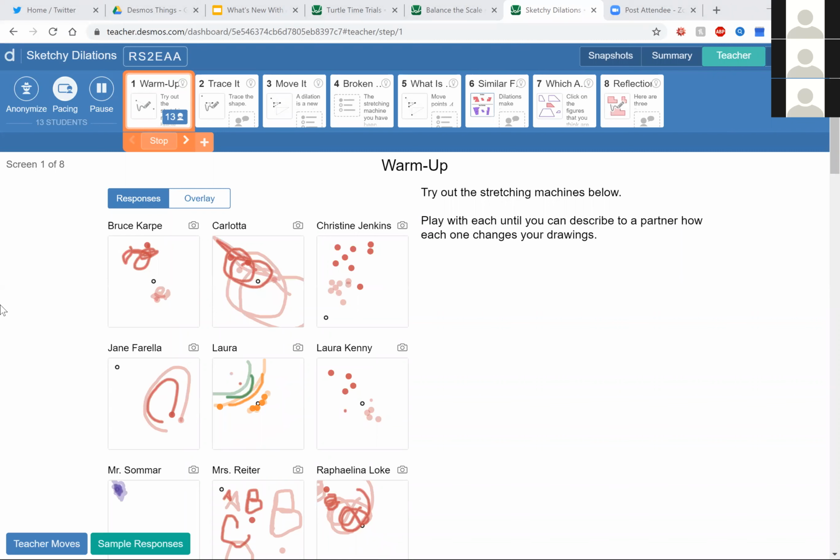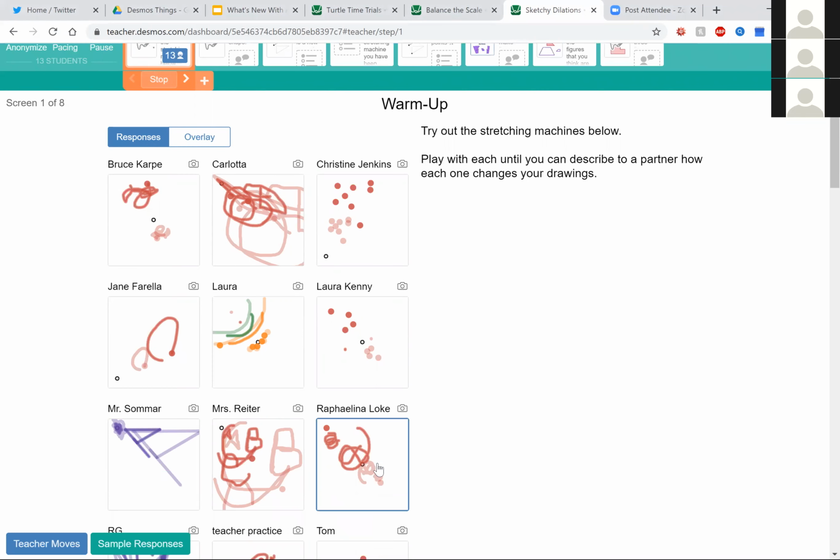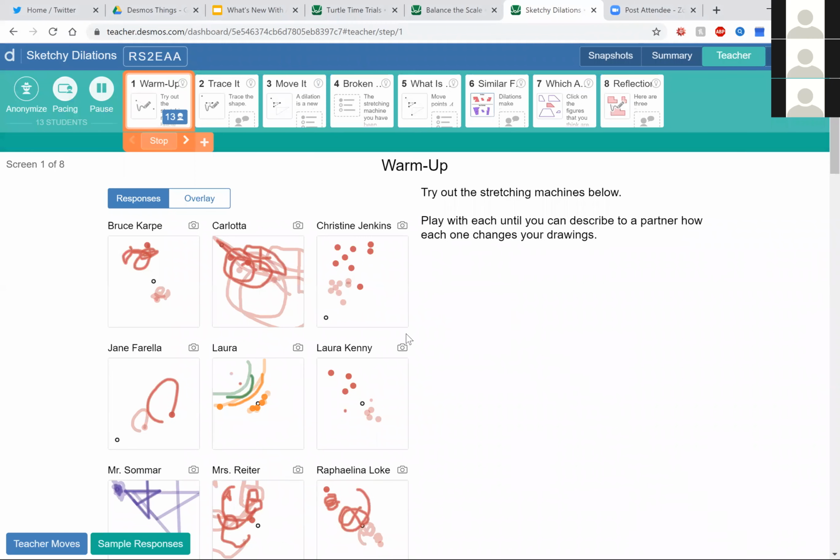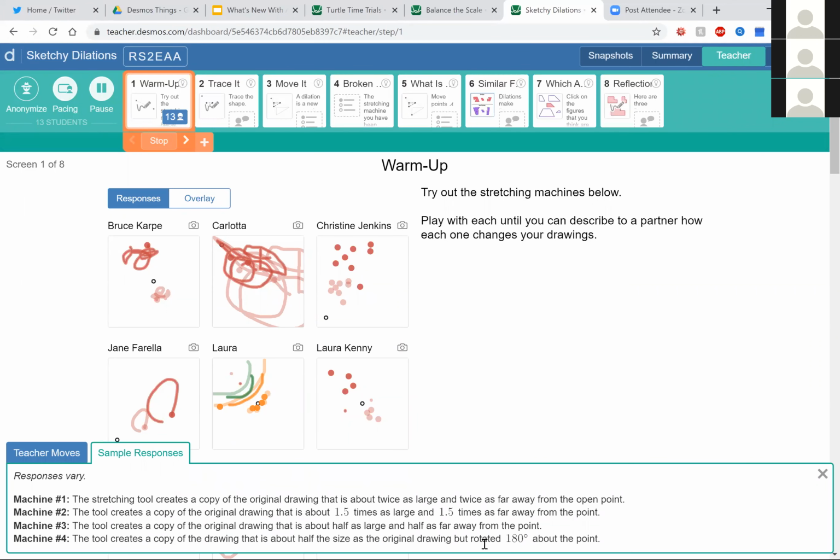And again, because of time, I'm going to restrict the amount of time that we have on this one. If you can kind of go back and look at my screen again, I have to pause to do that, or else everyone's going to keep playing. I like Miss Reader here was making letters with some of her machines. Some people making dots with their things. But another thing I want to point out here on my screen, if you look on the bottom, you do have teacher moves and sample responses. So if you are new to Activity Builder, sometimes it's nice to go through these. If I click sample responses, it tells me what the 4 machines do.